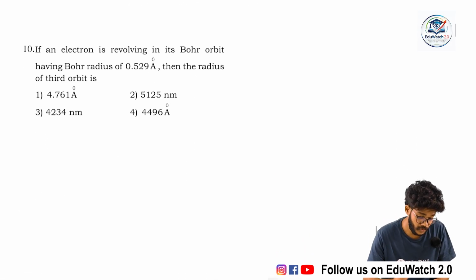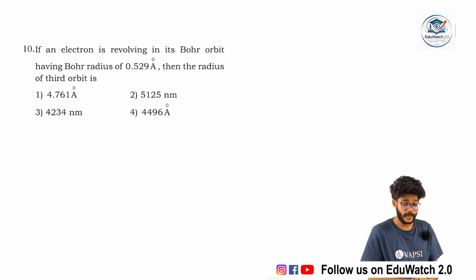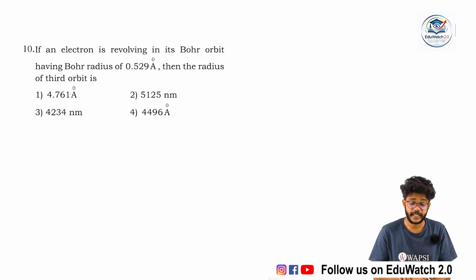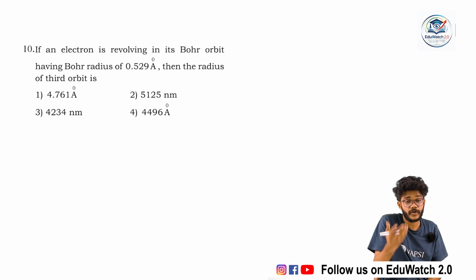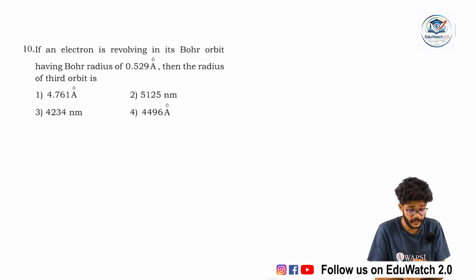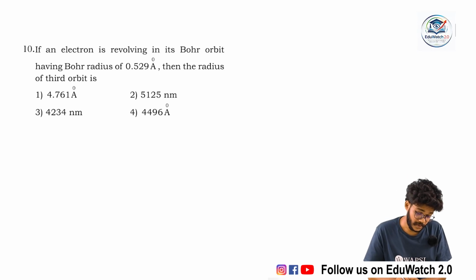So we can move to the 10th question. If an electron is revolving in its Bohr orbit, having Bohr radius of 0.5 angstrom, which is 10 raised to minus 10 meter, then the radius of the third orbit is, this is very simple. Radius is proportional to n squared, so n is 3, 3 squared is 9, and 9 multiplied by 0.5 angstrom is equal to 4.5 angstrom. So option A is the correct answer, 4.761 angstrom. Okay, thank you.